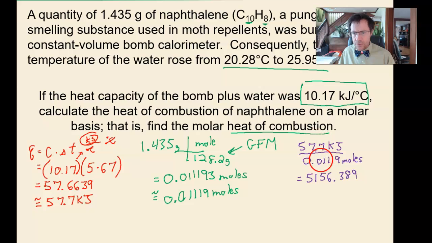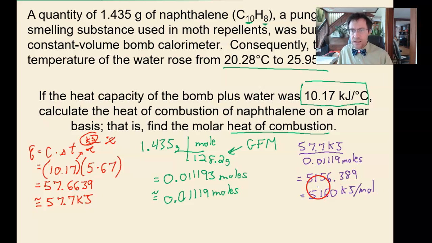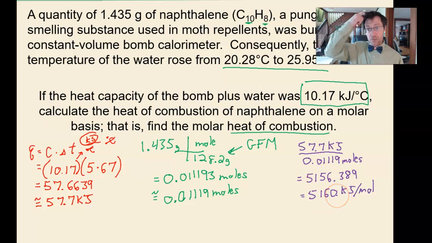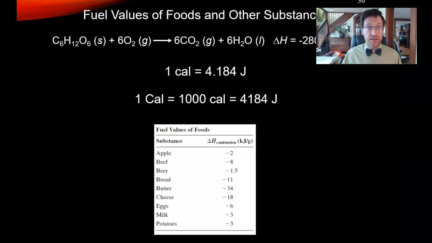1, 2, 3. 1, 2, 3, 4. It's going to be, all right. So what I did here is I rounded to 3 significant figures. I did not include a decimal to indicate that the 0 is not a significant figure. 5160 kilojoules per mole.